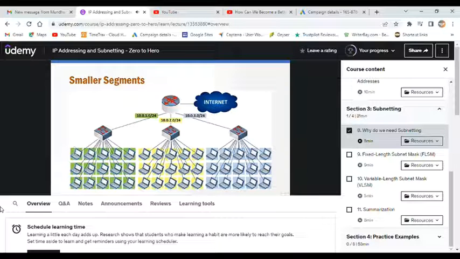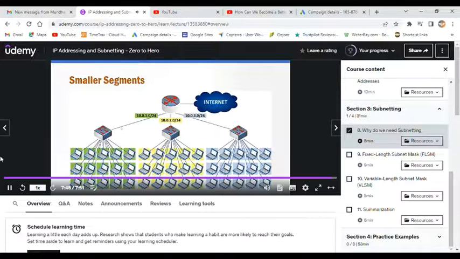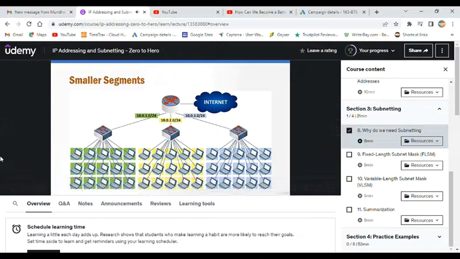If that computer, or this first computer in the green network, sends a broadcast packet, the only devices that are going to receive that packet are going to be the green laptops and the first interface on our router.